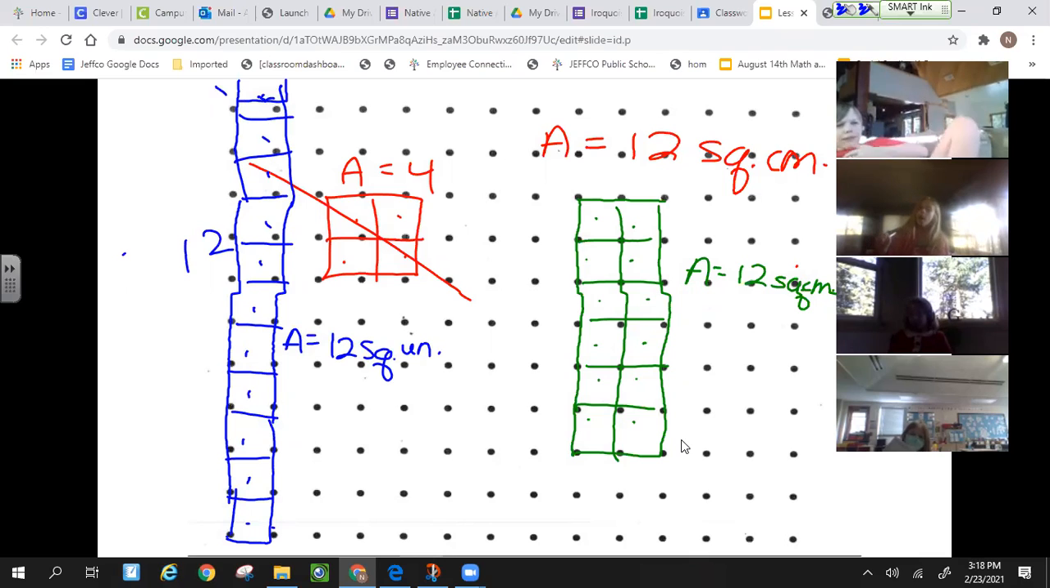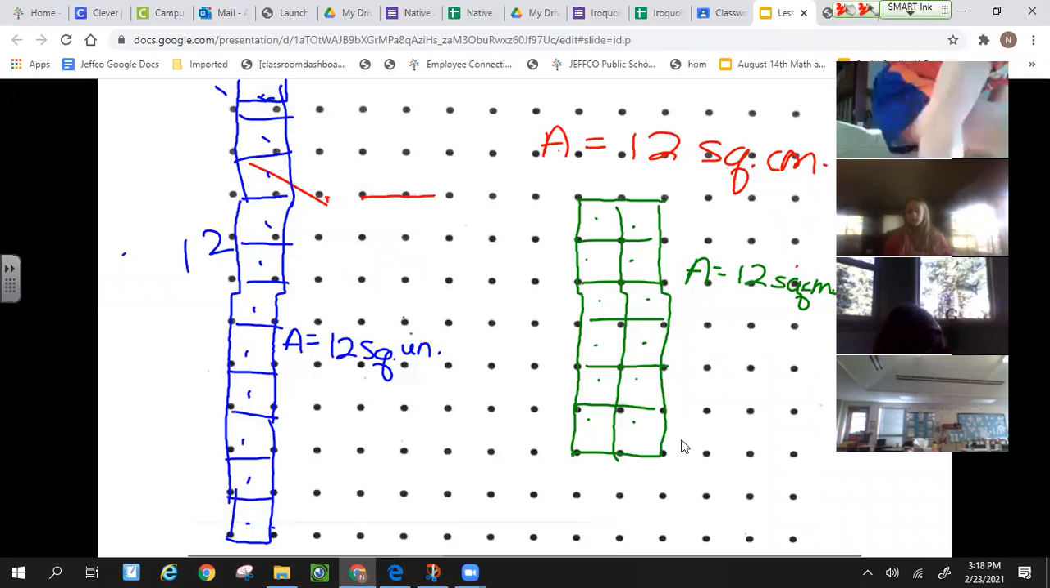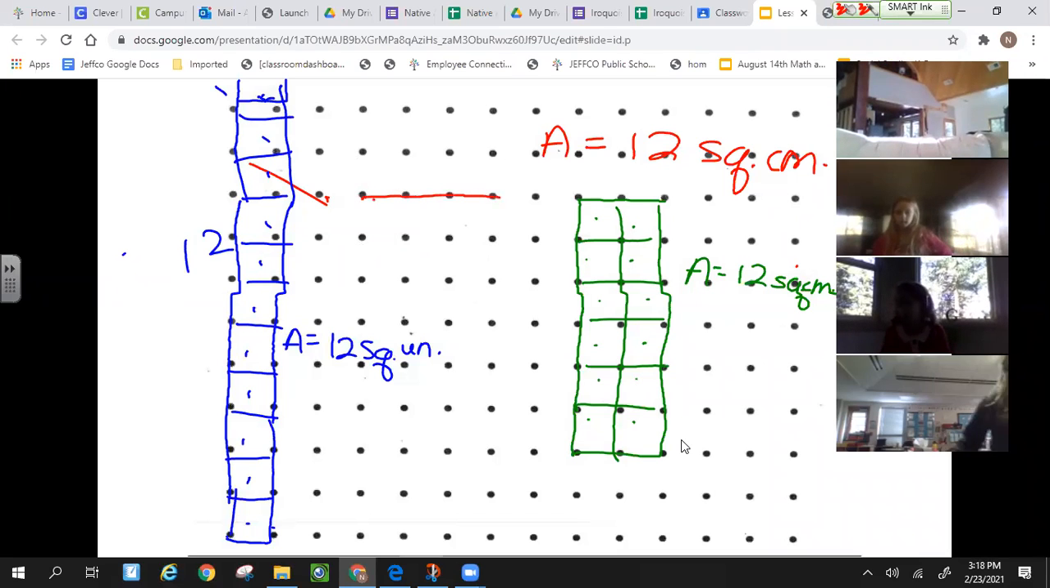Is there another one? Other ideas? Josh and Cooper, did you only get these 2? Oh, I'd love to see your hands up. Cooper, what did you get? A 3 by 4. Okay, I'm going to erase this one. We'll go 1, 2, 3. 1, 2, 3.